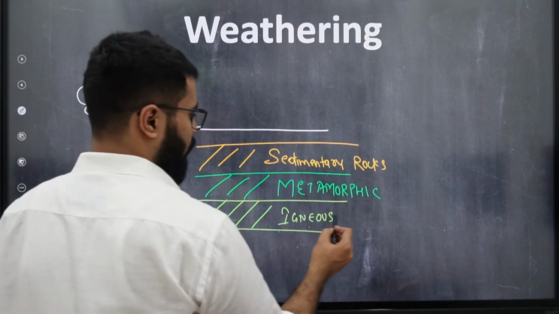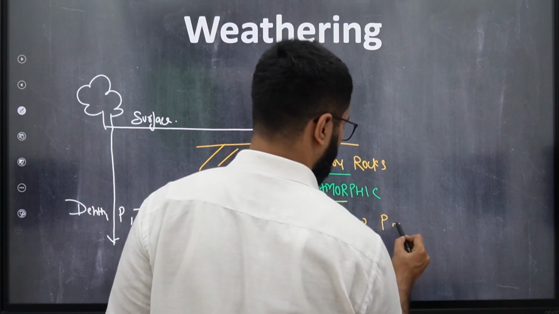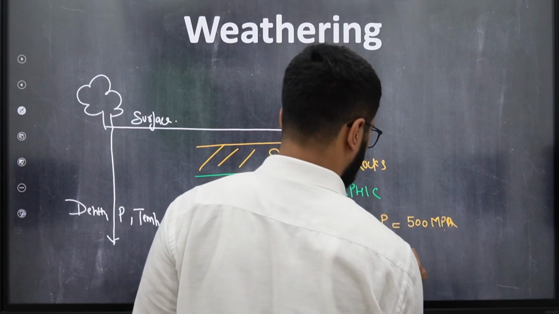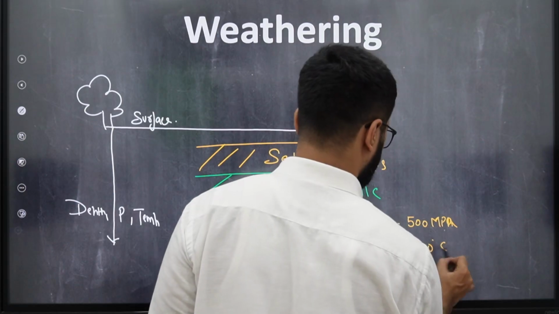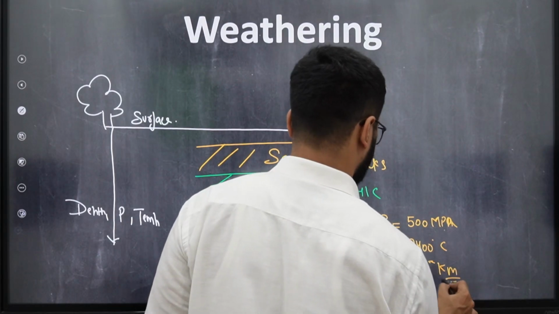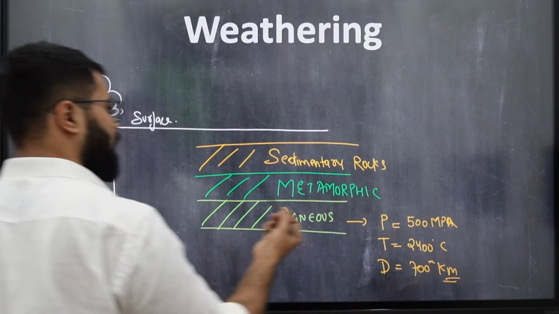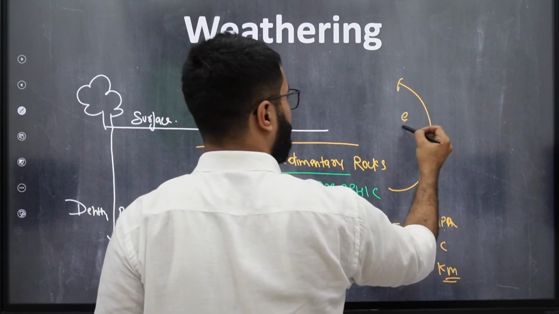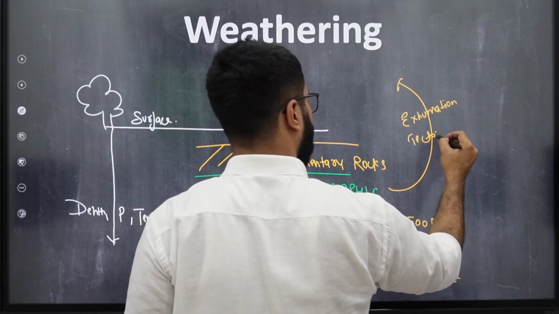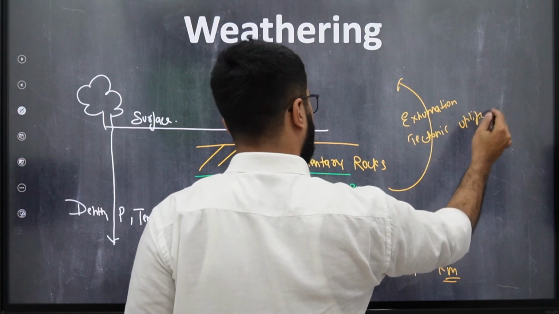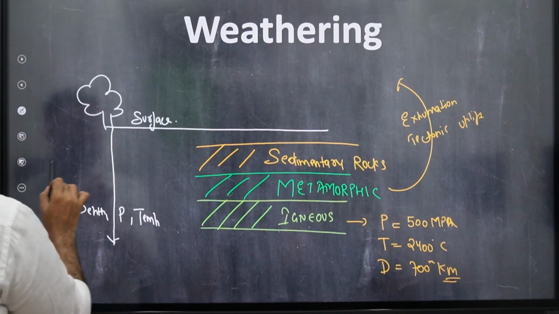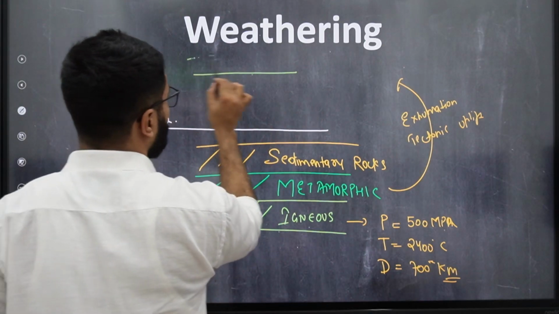Say for example, pressure is 500 MPa, temperature is 2400 degrees Celsius, depth is 700 kilometers. All right. Now, via the process of exhumation or tectonic uplift, these rocks will be brought onto the surface. So I will have a scenario where I'll have this igneous rock over here.